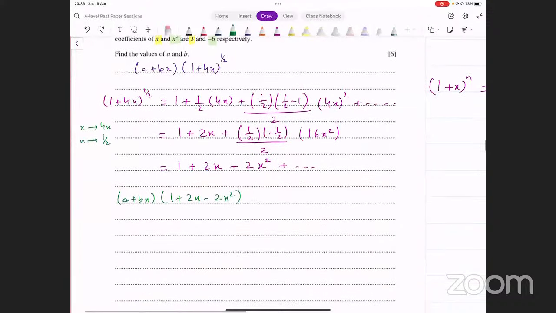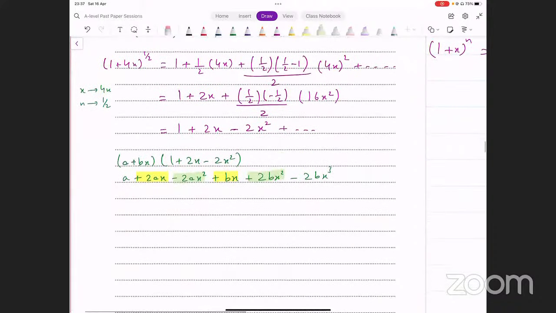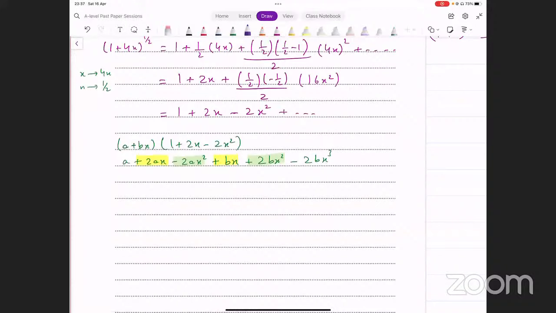ठीक है, पूरा expand कर लेते हैं. It's not going to be a lot of hassle. a plus 2ax minus 2ax² plus bx plus 2bx² minus 2bx³. Now what do we need? We need the terms in x. X वाली terms कौन सी हैं? We've got this term, we've got this term. We don't need the terms in x². We've got this and we've got this. ये terms हमें चाहिए. x का coefficient क्या आ गया? 2ax plus bx. That's going to be 2a plus b whole into x. ये आपका x का coefficient हो गया.